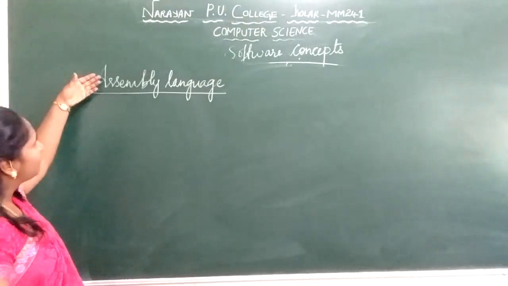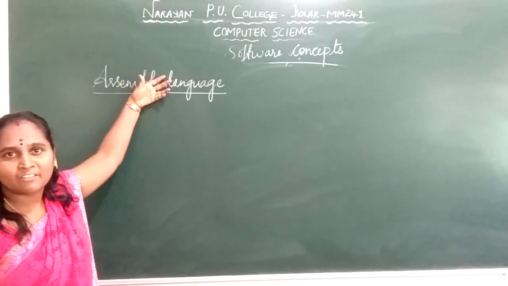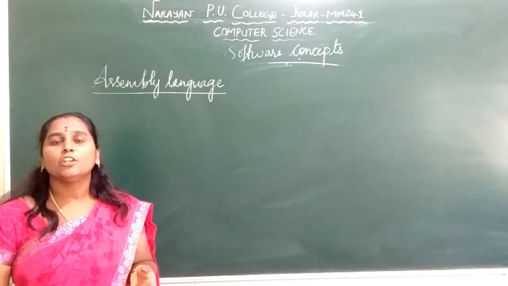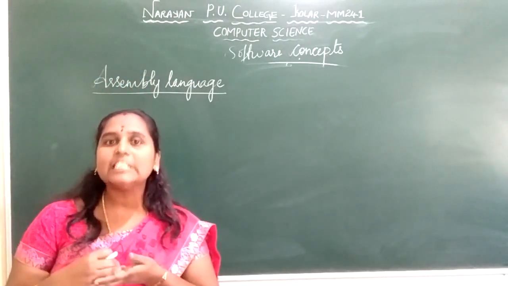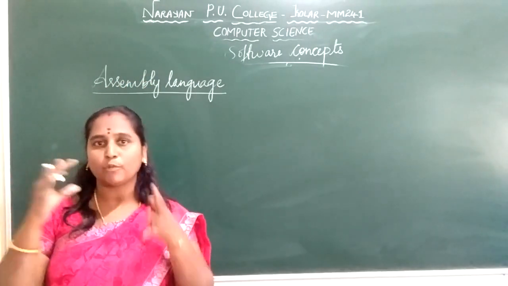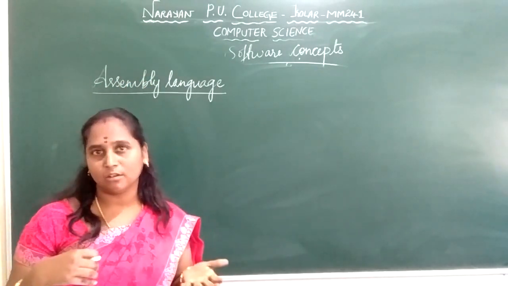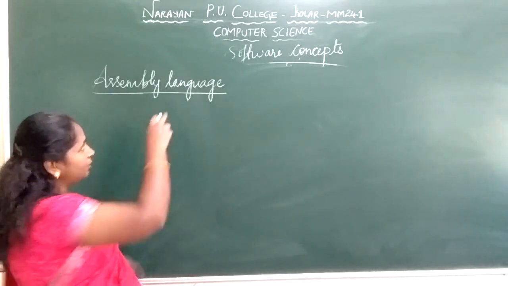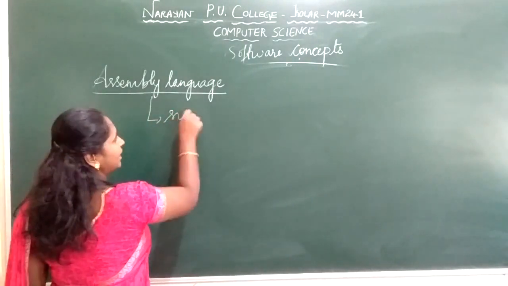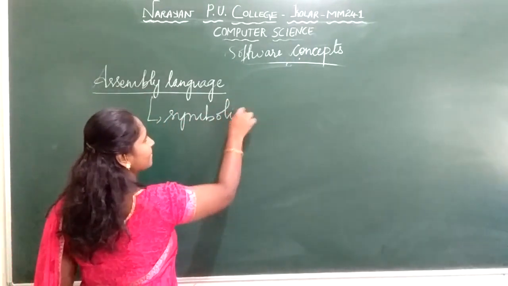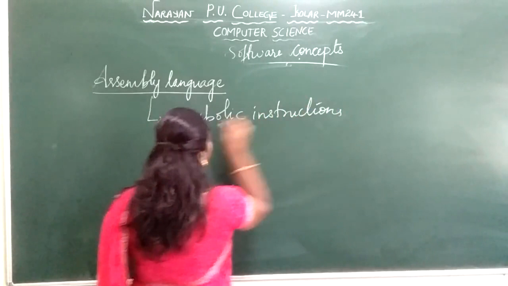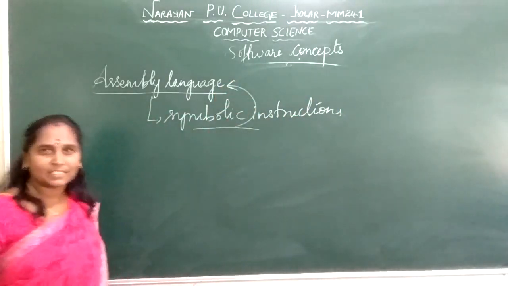The next low level programming language is assembly level language, or assembly language. What does assembly language mean? In order to overcome the difficulties faced in machine level language, we introduced a language called assembly language. In this we use symbolic instructions. These symbolic instructions we call assembly language.